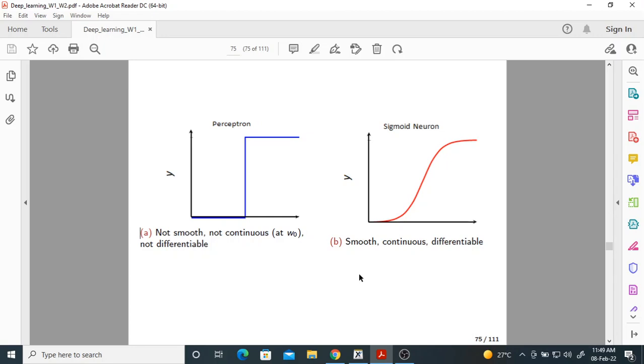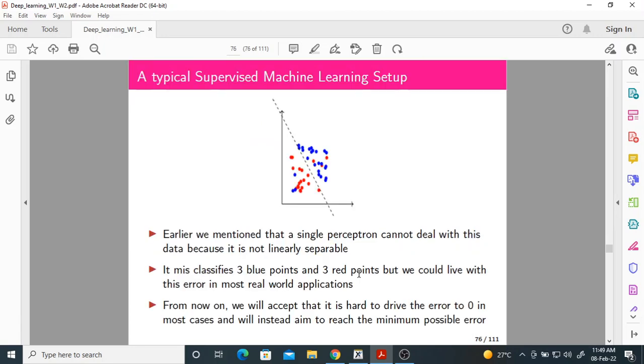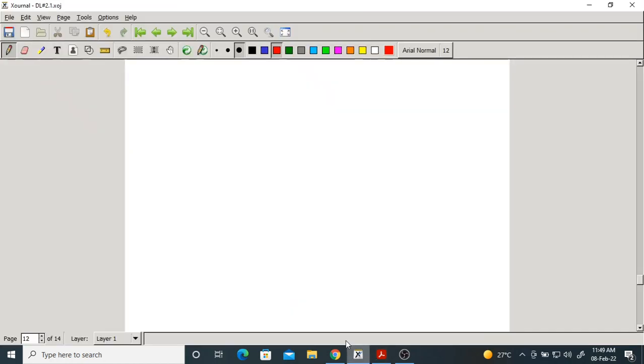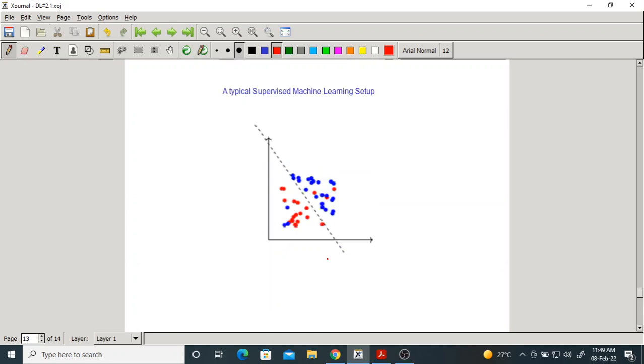Next, we'll look at something like a supervised machine learning setup. Earlier we have seen this setup. This is not linearly separable. Why? Because we have some outliers, some misclassified points.